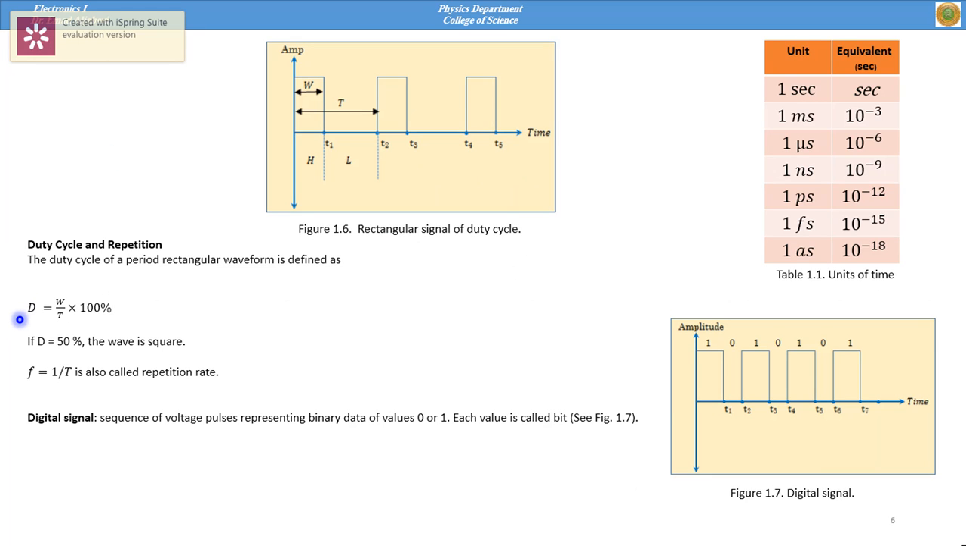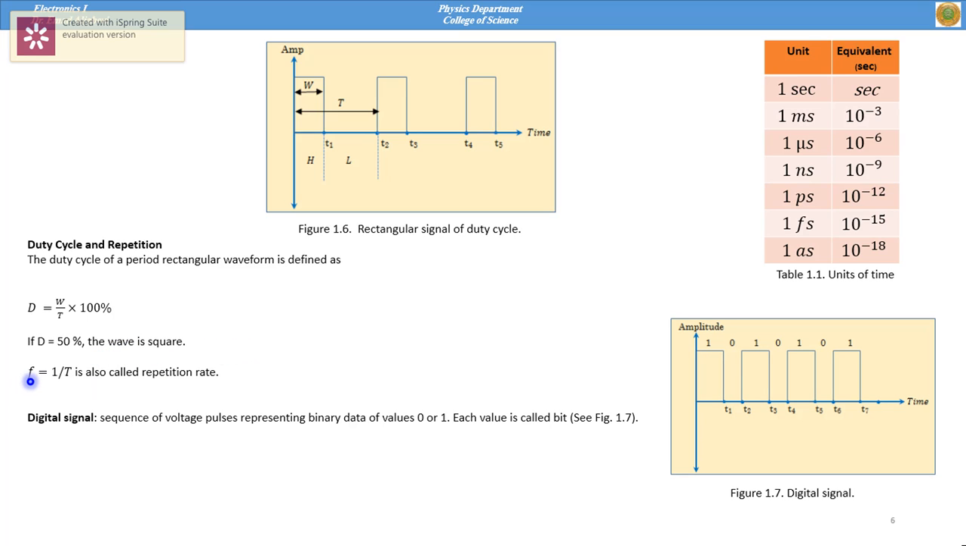Duty cycle can be calculated from this equation. D is equal to W over T times 100%. In this figure, we see here this is W and here is one complete period. If D is equal to 50, then the wave will be square. For any other value, the wave will be rectangular.